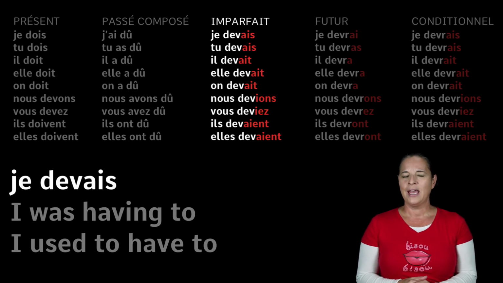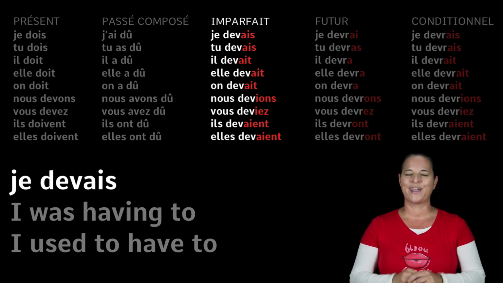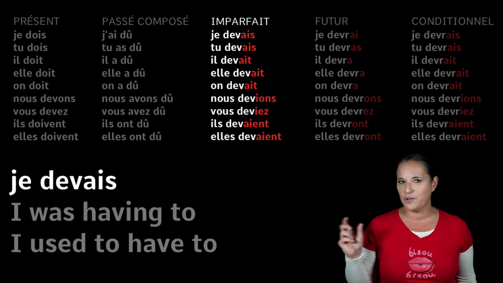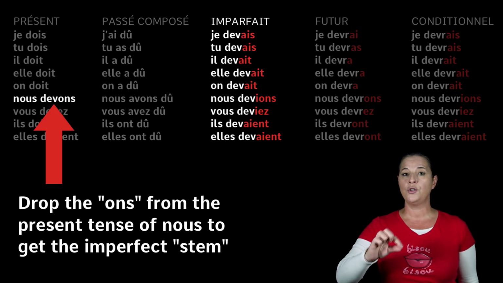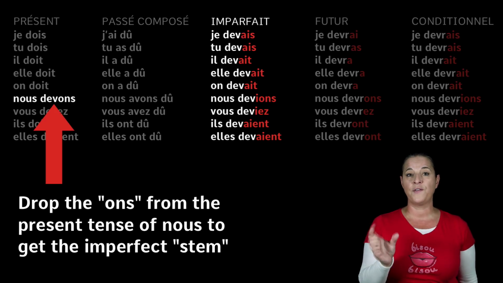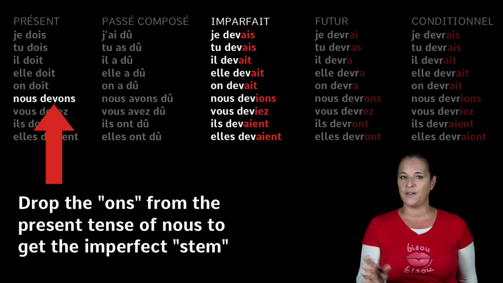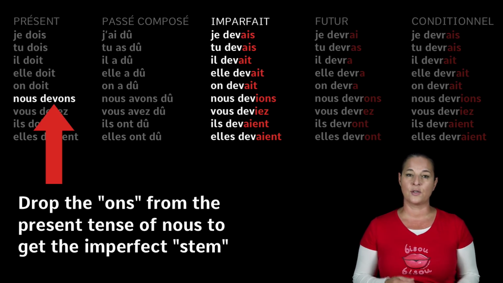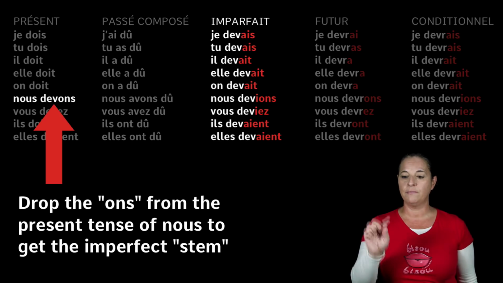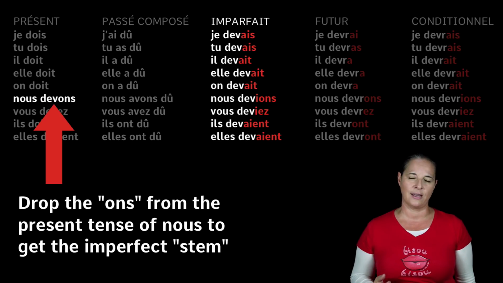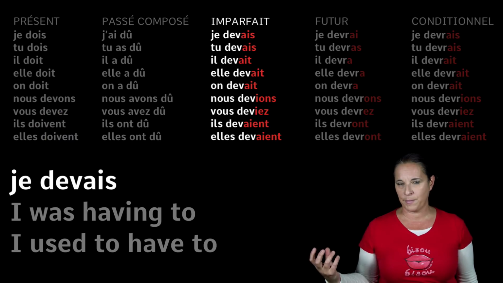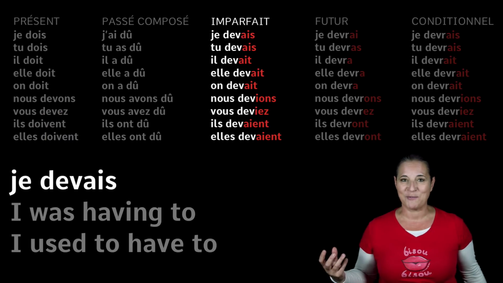Here we go. So the way we are going to do that, we are going to take the stem of the nous form of the present tense, which is, if you look at your chart, nous devons, okay, so we want the first stem here, DEV, and we want to add it to our imperfect ending. So, je devais, that's the stem, and then we add the special imperfect ending. Je devais, I used to have to. Or I was having to.